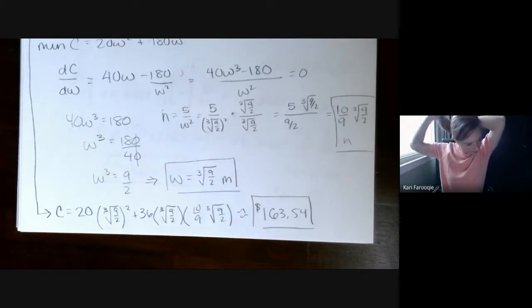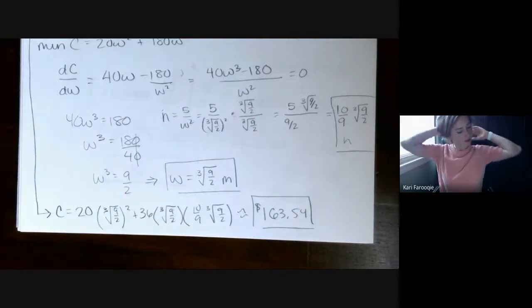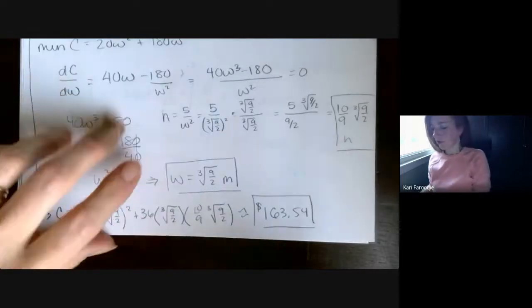Okay, and then the next one. The next one is about the Norman window. I believe you had one really similar to this on your homework from 4-7. I'm positive.